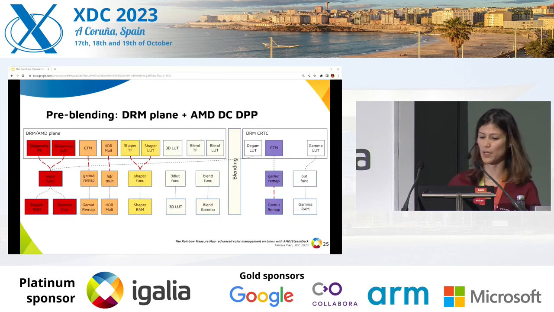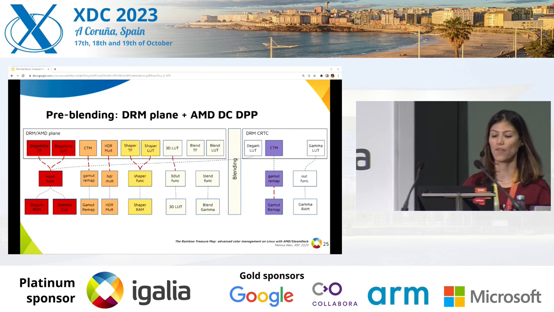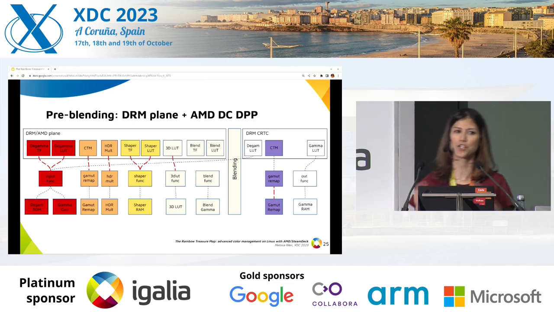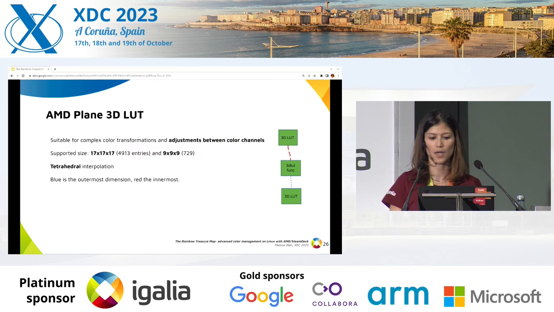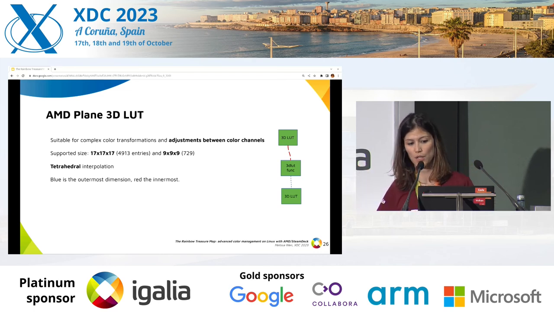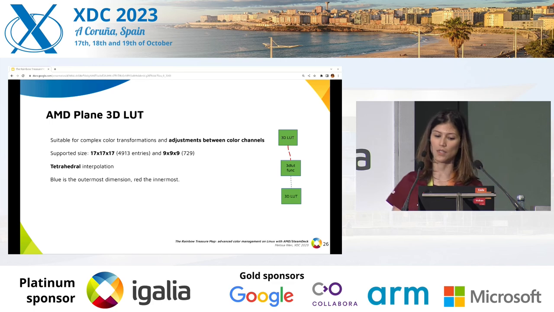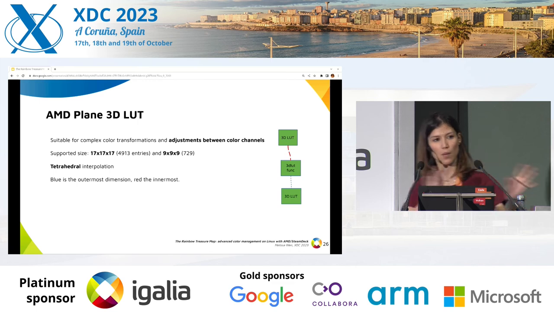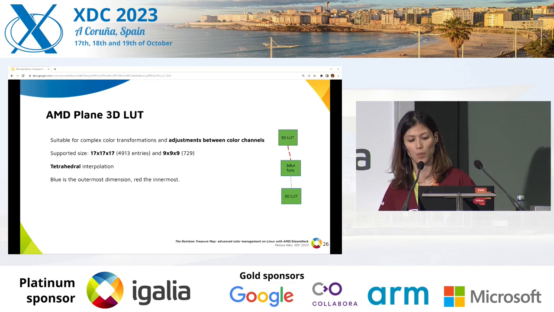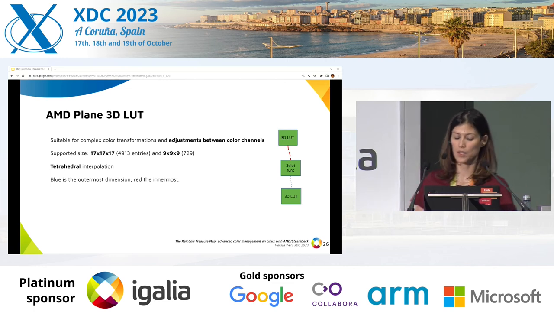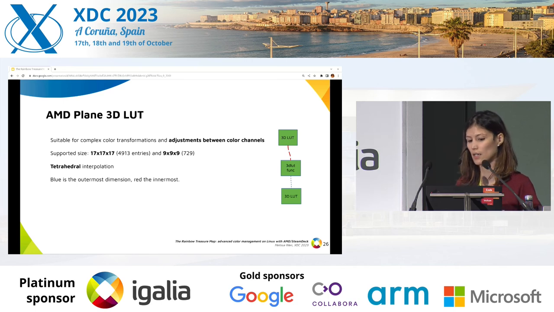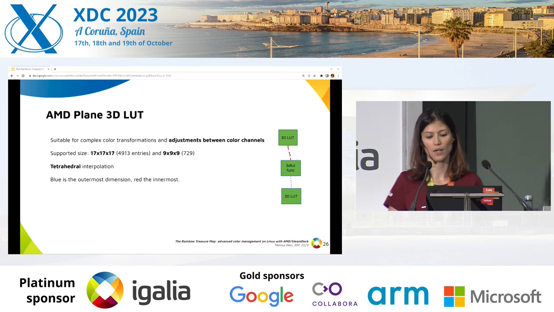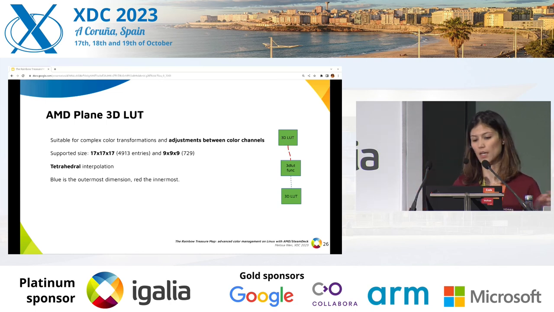And the 3D LUT is our rock star. A 3D LUT is perfect for complex color transformations and adjustments between color channels. It's also more complex to manage and requires more computational resources. That's why the number of entries is limited. So a 3D LUT contains samples from the approximated curve, and values between samples are estimated by tetrahedral interpolation. AMD supports 17 and 9 as the size of a single dimension. And blue is the outermost dimension and red the innermost.